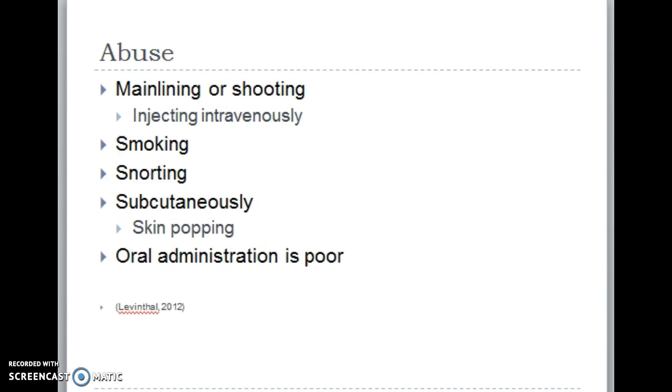So abuse, there's many ways of abusing any kind of narcotic. So mainlining, which is injecting the substance directly into the vein. Smoking, snorting, subcutaneously, so skin popping. That's similar to a TB test where you put it under the skin. But oral administration, so eating it, drinking it, is a very poor way of taking it. It doesn't actually give the high as the other ways do.